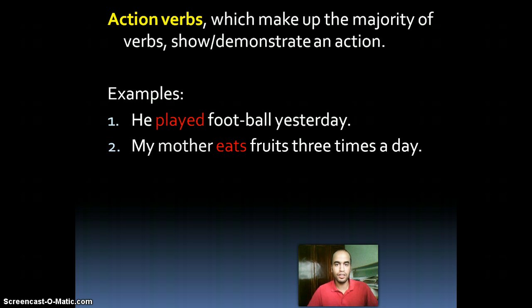The second example is: my mother eats fruits 3 times a day. The action described by the verb to eat is the action of eating, that is movement. I found a wallet last week. The verb to find describes an action done last week, which is finding a wallet. So action verbs describe an action done by the subject.